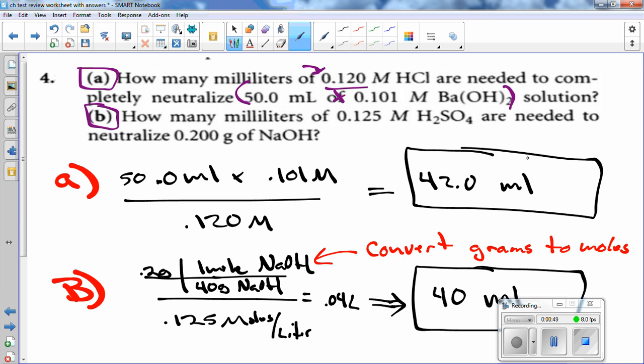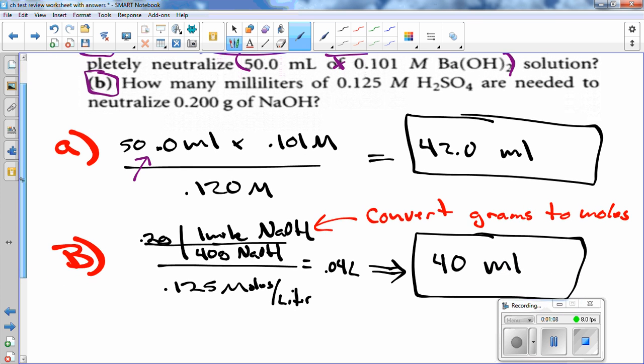milliliters. It's very simple. I did not have to convert this, because since this is moles per liter on top and moles per liter on bottom, it didn't matter. The liters cancel out anyway, and it asks for milliliters in your answer. Okay, part B is a little bit trickier.